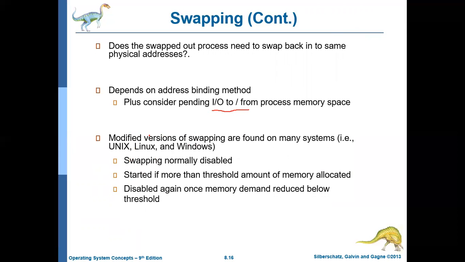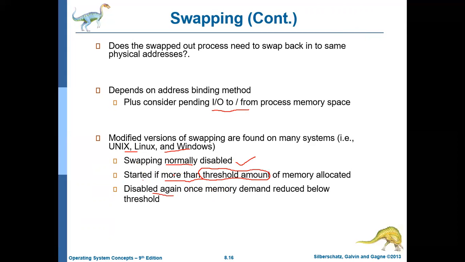In the modified versions of many operating systems like Unix, Linux, and Windows, swapping is normally disabled because it is a time-consuming task. So it is not always disabled. Swapping will be done only if the memory occupied by the processes exceeds a certain threshold amount. And if the memory demand is reduced, swapping will again be disabled.